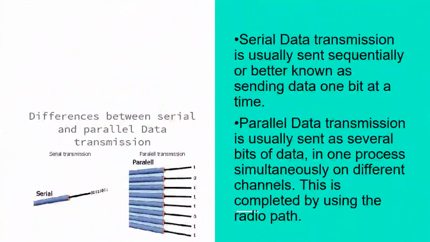Differences between serial and parallel data transmission. Serial data transmission is usually sent sequentially, or better known as sending data one bit at a time. Parallel data transmission is usually sent as several bits of data in one process simultaneously on different channels. This is completed by using the radio path.